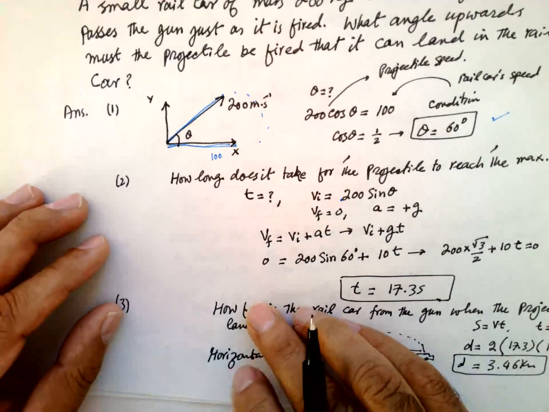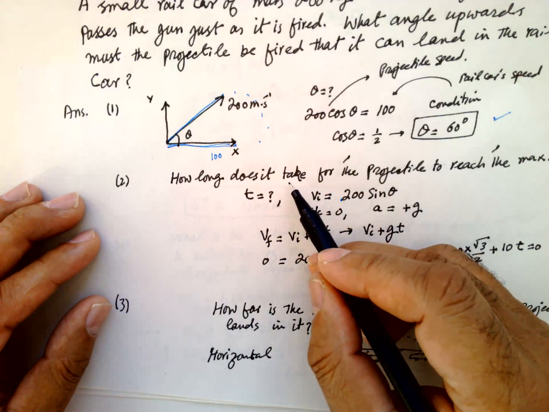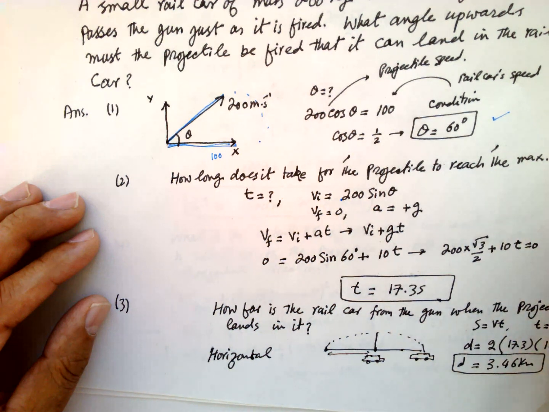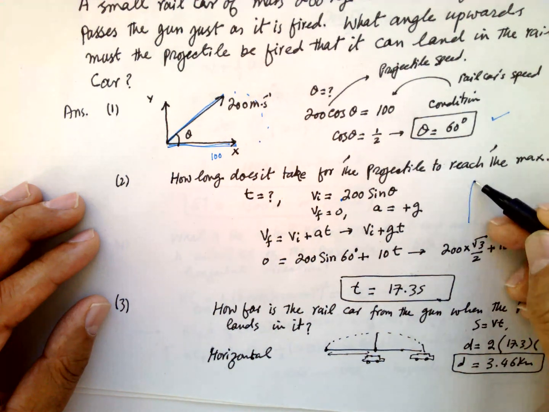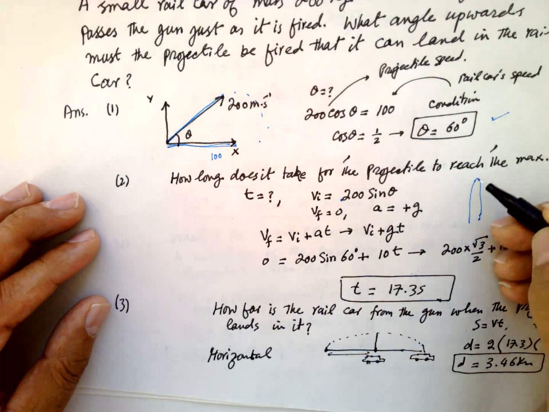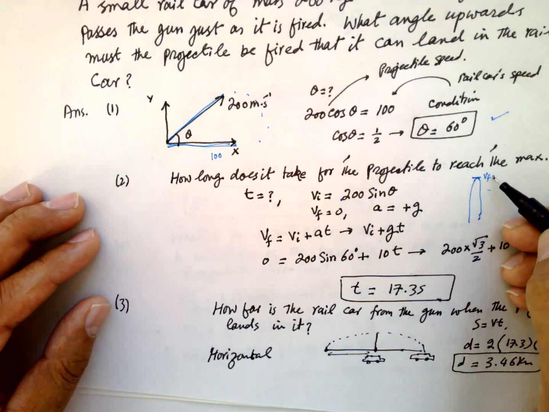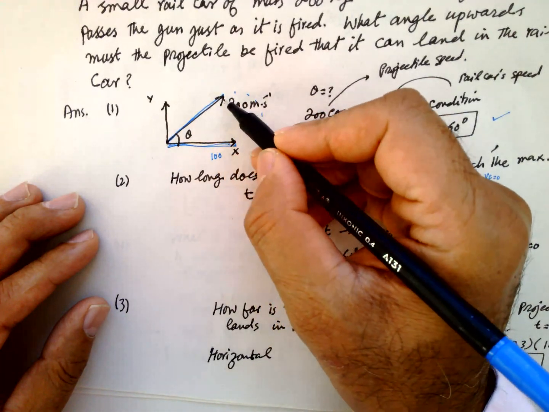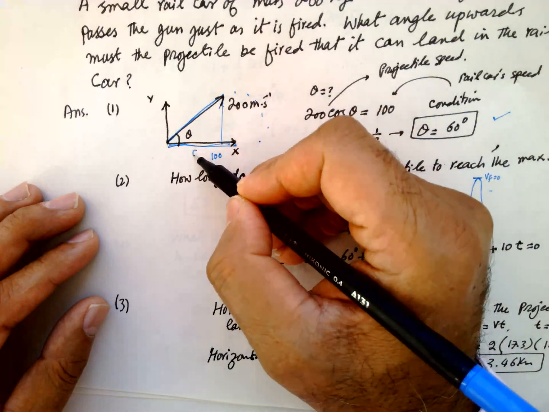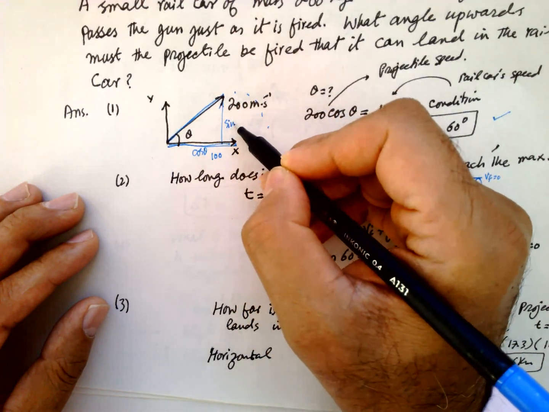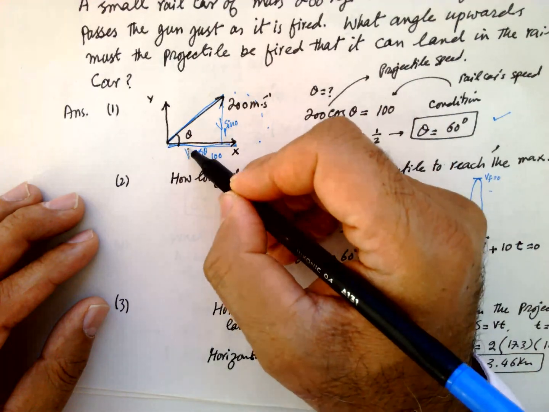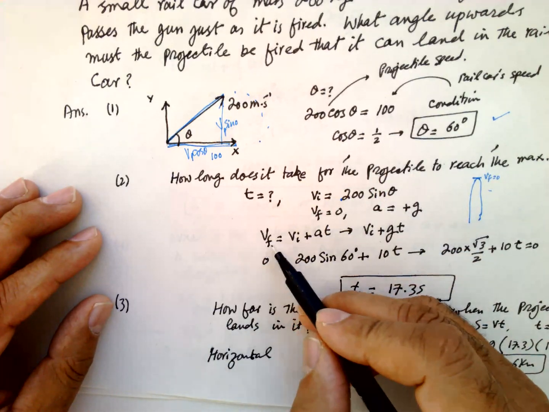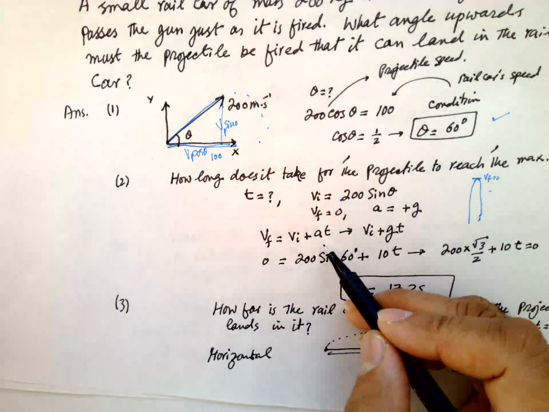Number 2. How long does it take for the projectile to reach the maximum altitude? So it goes up and then comes back down. At the top, the vertical speed Vf is equal to 0, Vi is equal to 200 sine of theta, this is the sine component and this is the cos component of the velocity of the projectile. So Vf is equal to Vi plus At. This is the kinematic equation.